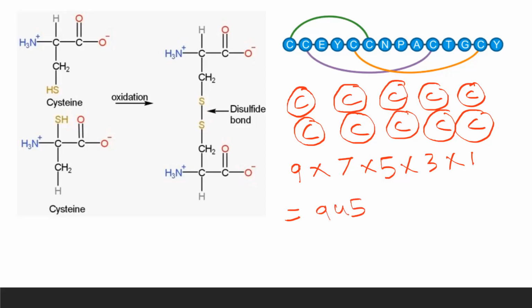So that means if you have 10 cysteine molecules and you have to find the number of ways that you can form 5 disulfide bonds, then if you follow this method, you get an answer of 945. So there are 945 different ways of forming 5 disulfide bridges when given 10 cysteine molecules. And that's the answer for this. I hope that was easy for you to understand.